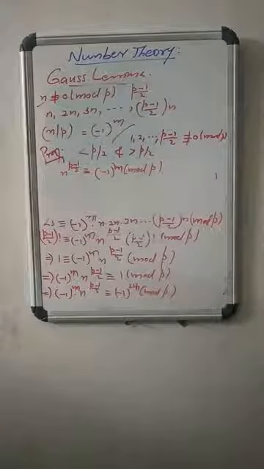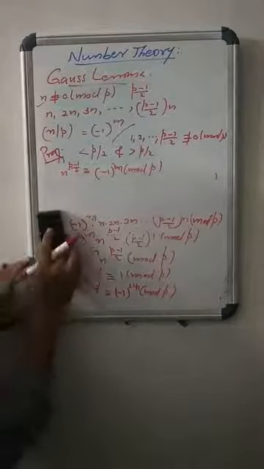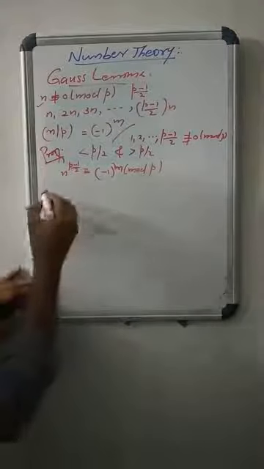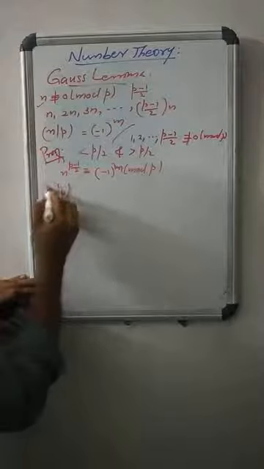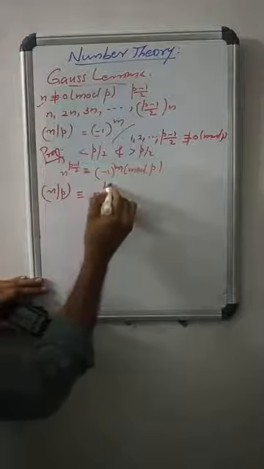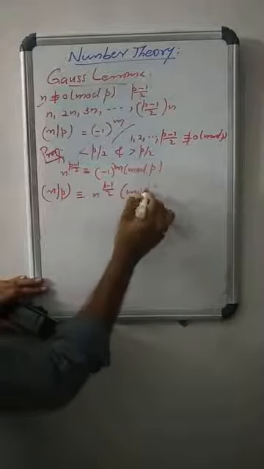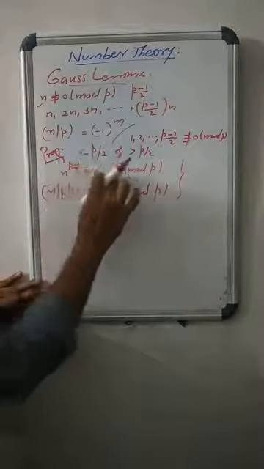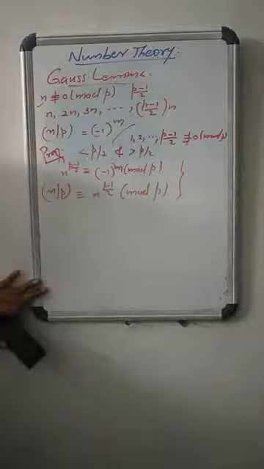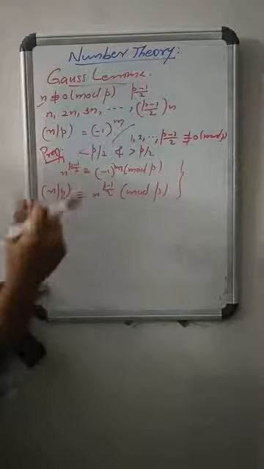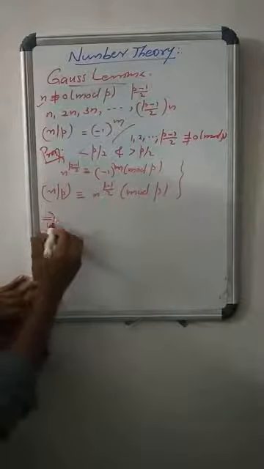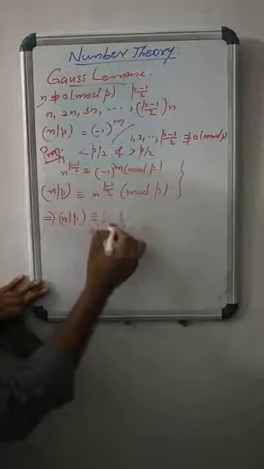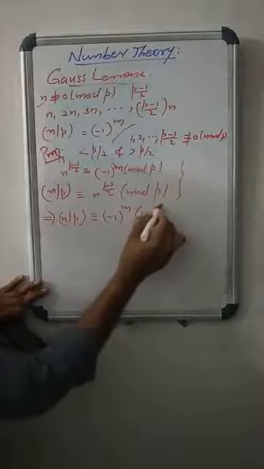Clear? Yes. But what is Euler's criterion? By Euler's criterion we know that (n/P) is congruent to n power (P minus 1)/2 mod P. So combine these two results. n power (P minus 1)/2 is congruent to minus 1 power m mod P, but also (n/P) is congruent to this one. So from here what do you get? (n/P) is congruent to minus 1 power m mod P.